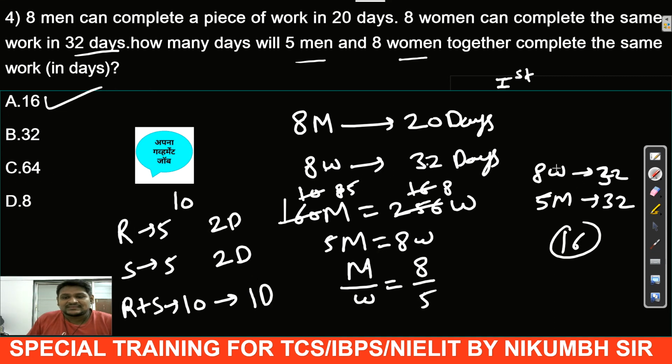So that's the same concept: 8 women can complete the work in 32 days, and 5 men can complete the same in 32 days. If they combine, because they ask for 5 men and 8 women working together, then obviously it will be half, that is 16. Your answer is 16. So this is your first way.